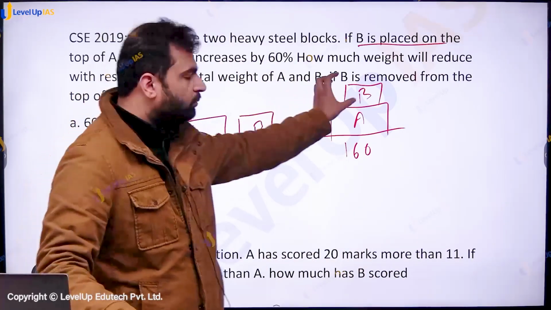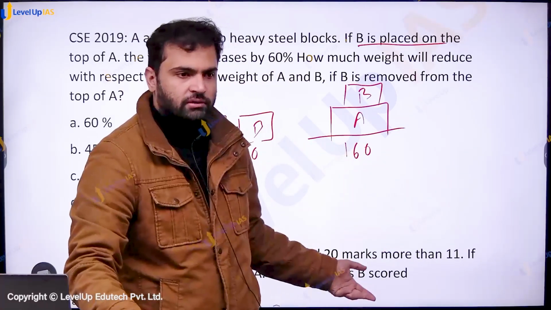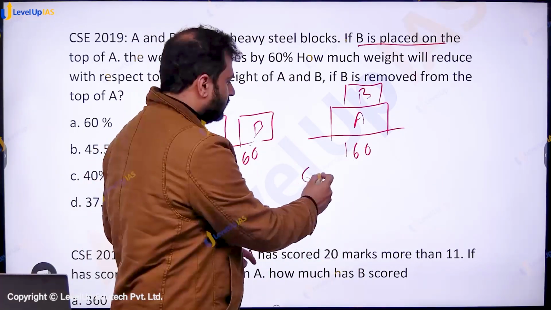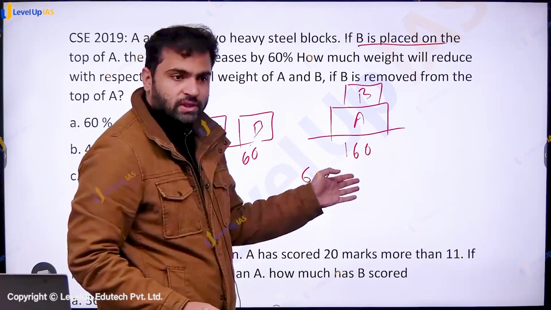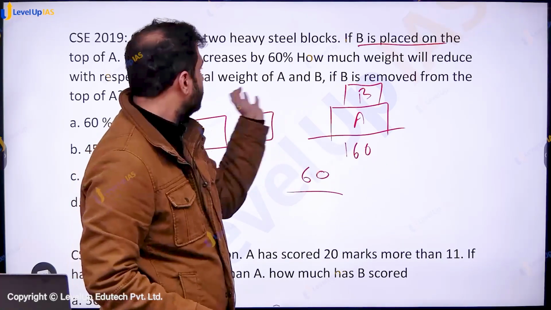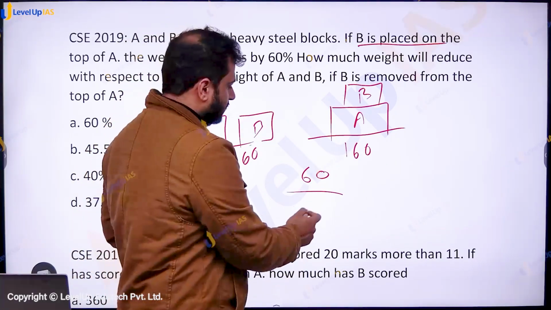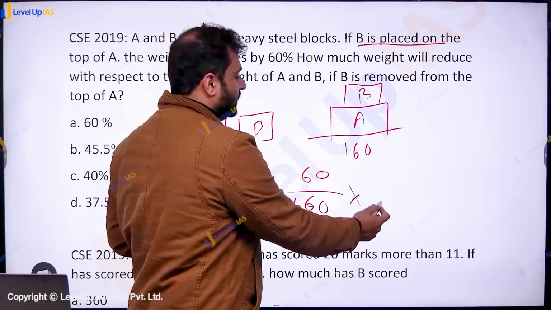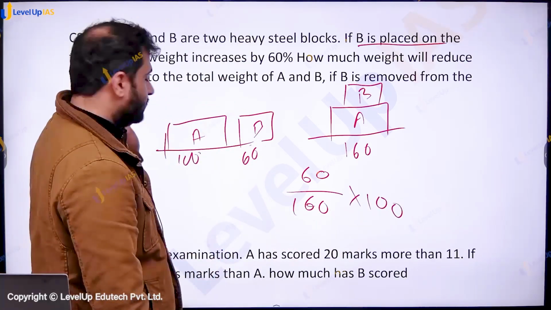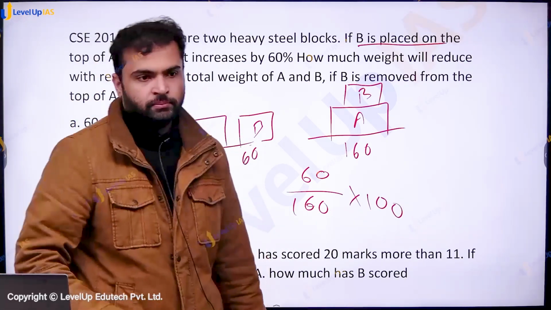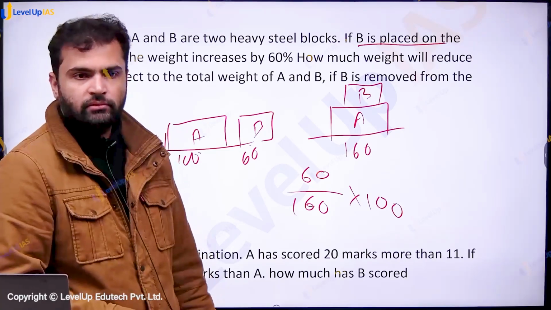So if you remove the B block, what is the absolute change? 60, and 160, because we have to calculate with respect to total weight, and because we want to calculate percentage, into 100. Answers are given in percentage form. This is your answer.